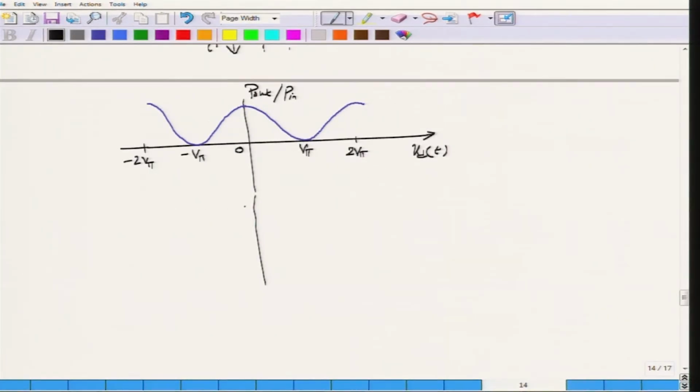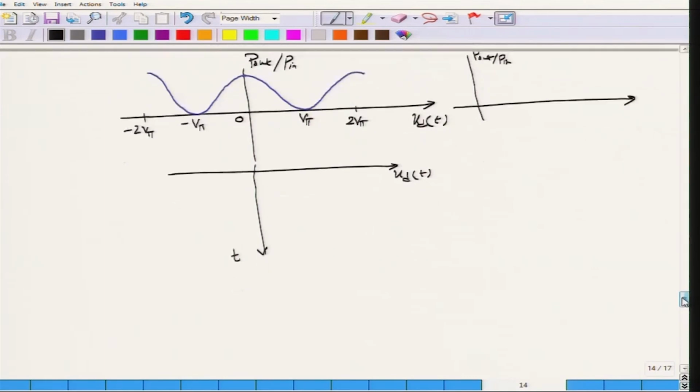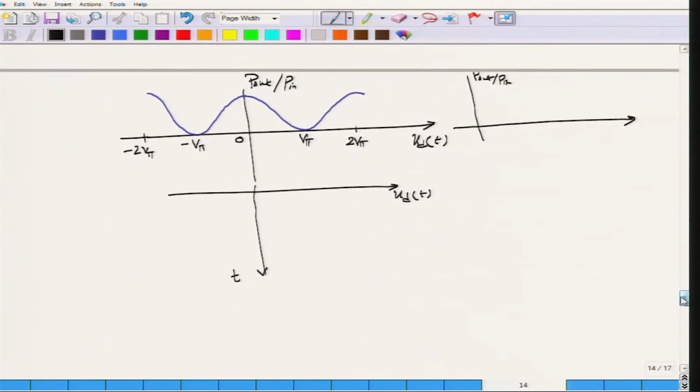other graph which will capture ud of t for me, right, as a function of time. Then I have to also put down one more graph which will capture this ratio P out to P in as a function of time, right. So, I will have to capture this particular thing also. So, let us do that.